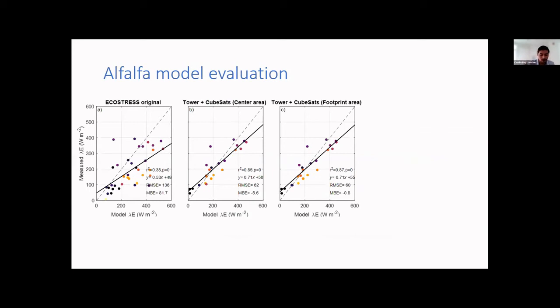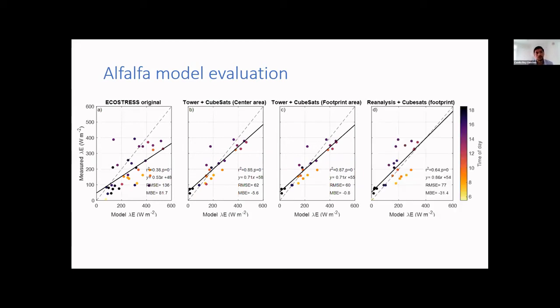Another thing I wanted to evaluate was what happens when we add the uncertainty of not having inputs from the tower and we use data from reanalysis, which is what we have to do if we want to scale to the whole globe. We found that despite the noise in reanalysis data, we still have quite good agreement using CubeSats and reanalysis data. The relation is really good, much better than the original ECOSTRESS that you can see on the left.